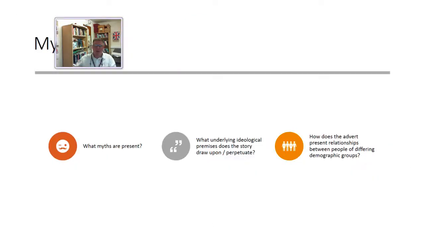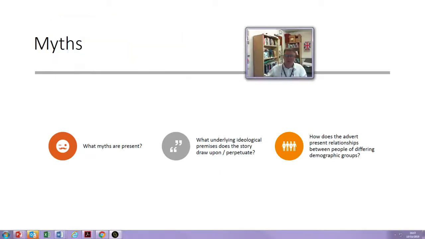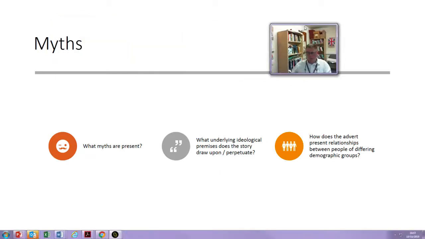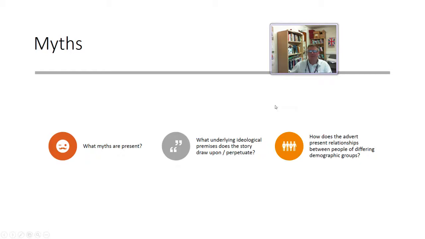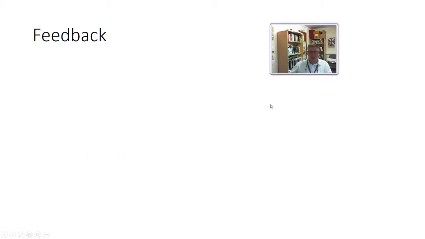Then I want you to start thinking about what myths are present in the video. What wider stories does it draw upon? What bigger narratives and ideas does it reinforce? And what ideological underlying ideas does the story draw upon or perpetuate? And how does the advert present relationships of people of different demographic groups? How does it use the different demographic groups to communicate meaning? And then I'd ask you to give some feedback on that, and we talk about that in class.